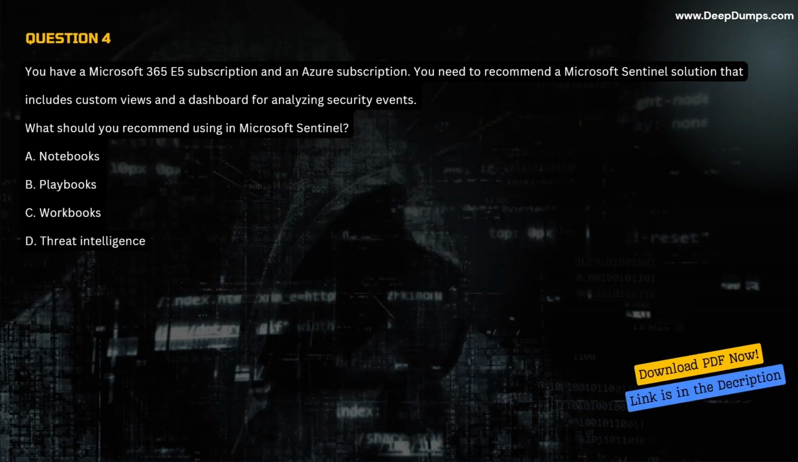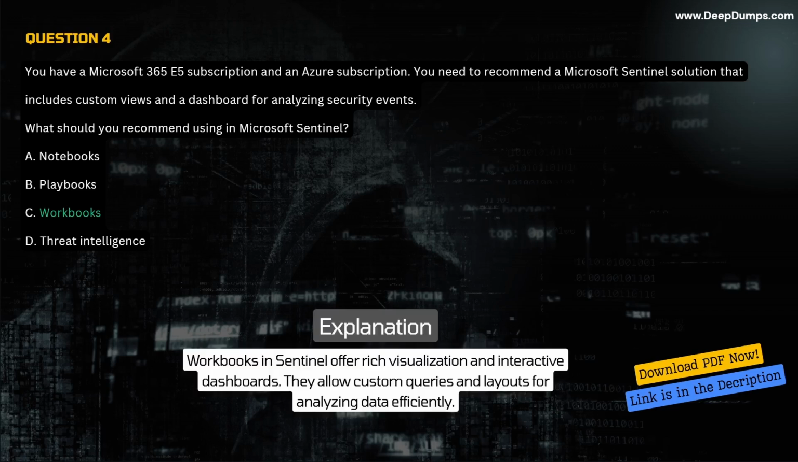Question 4. You have a Microsoft 365 E5 subscription and an Azure subscription. You need to recommend a Microsoft Sentinel solution that includes custom views and a dashboard for analyzing security events. What should you recommend using in Microsoft Sentinel? A. Notebooks. B. Playbooks. C. Workbooks. D. Threat intelligence. Correct answer, C. Workbooks. Explanation: Workbooks in Sentinel offer rich visualization and interactive dashboards. They allow custom queries and layouts for analyzing data efficiently.